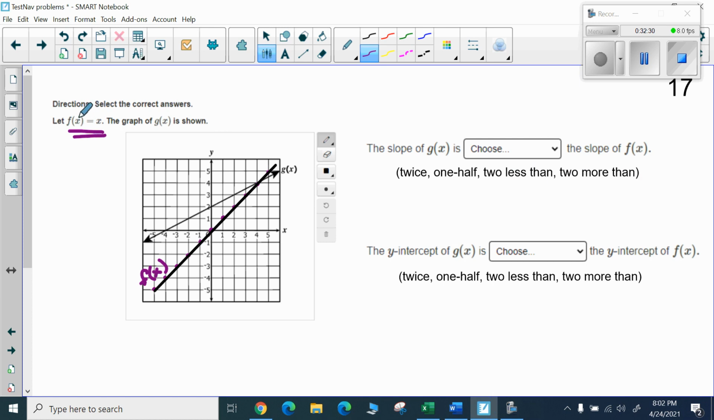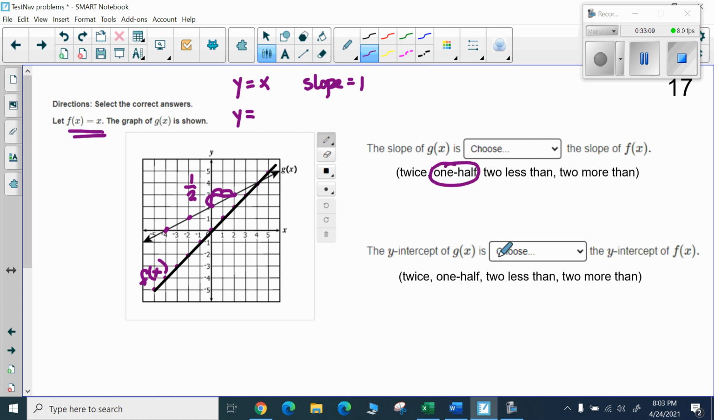Well, f of x, you could replace f of x with y, and the other one would be whatever this one is. If it says y equals x, we know the slope is 1. All right, so for the slope of g of x, we're going to need to find it. So remember to find 2 points that are in the crisscross. Remember, it has to go through the little cross on the graph. Up and over, up 1, over 2, so our slope is 1/2. So the slope of g of x is 1/2 the slope of f of x.